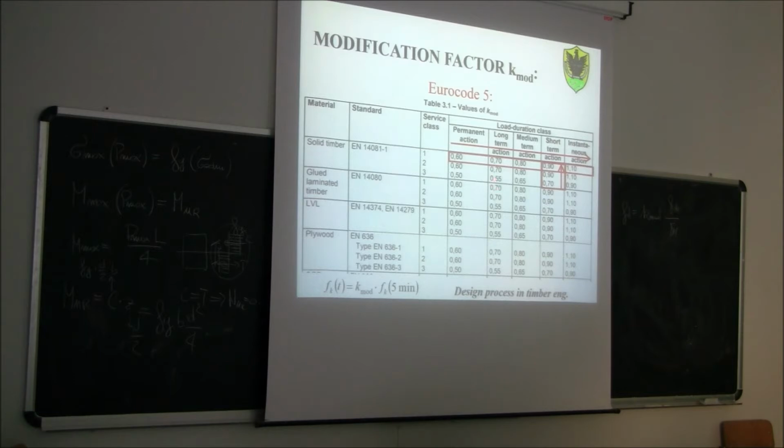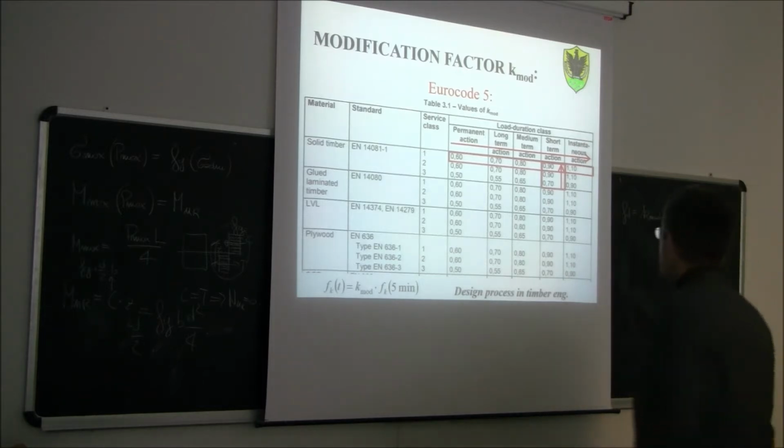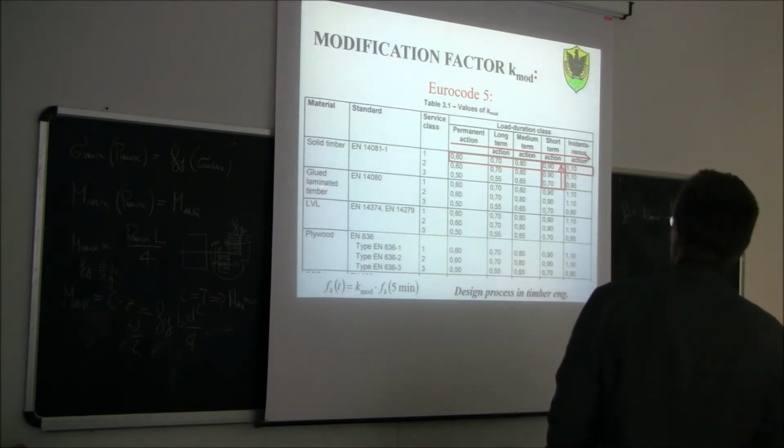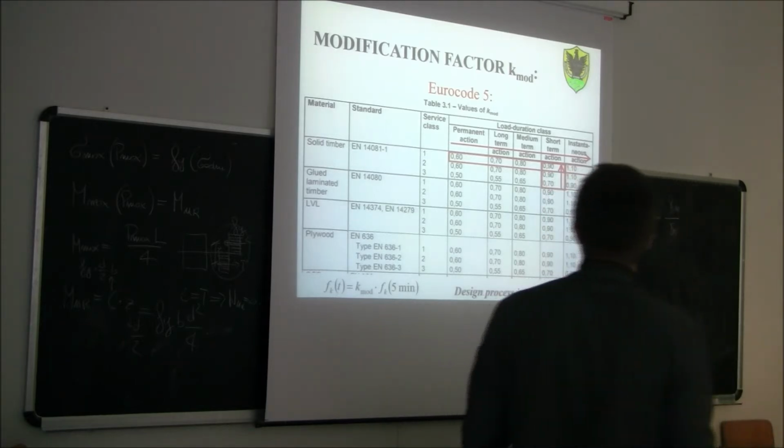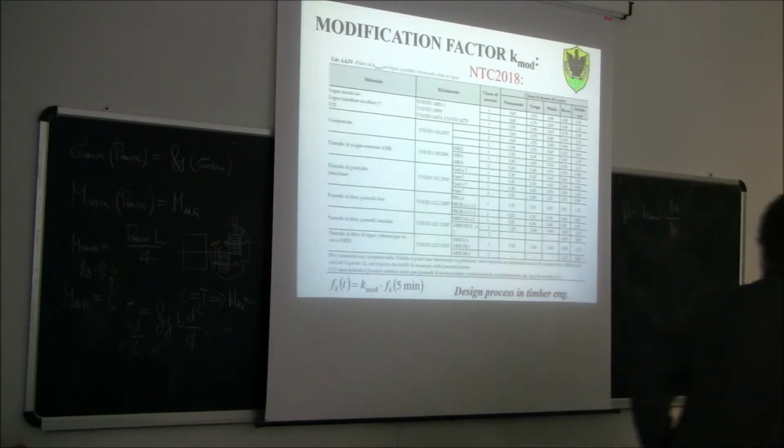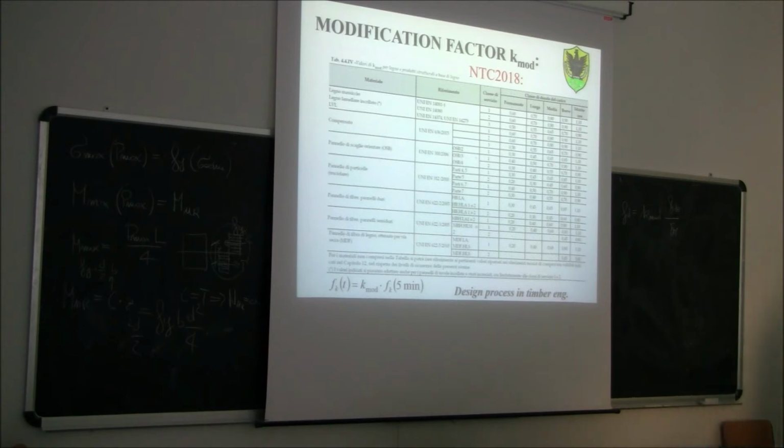Because service class 3, you see, there is a significant difference. Mostly in terms of creep, you will see, but 0.6, 0.5. Service class 3 is up to 0.2 lower because of the moisture content. Okay? Solid timber and glue laminated timber are basically the same coefficients, and then we have all the other materials. This is the table coming from the Italian regulations. It's exactly the same.